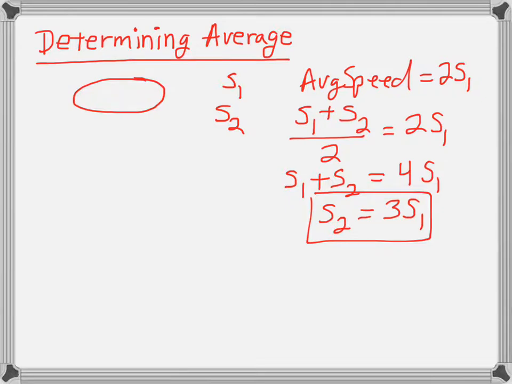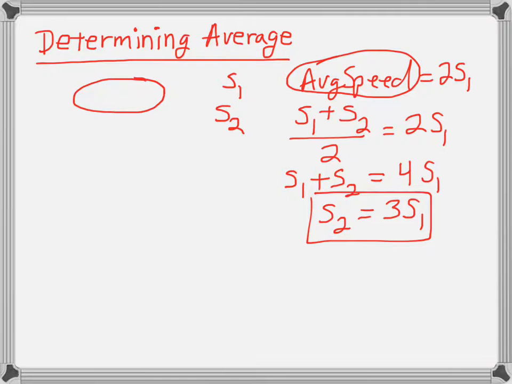So in this first part here, remember we went around the track with a speed of S1. That was pretty slow. And then we wanted to know how fast should we go around the second time so that the average speed for all 2 times around the track would be twice the speed around the track the first time. And what we did here, when we calculated average speed, here's where we made our mistake. What did we do?